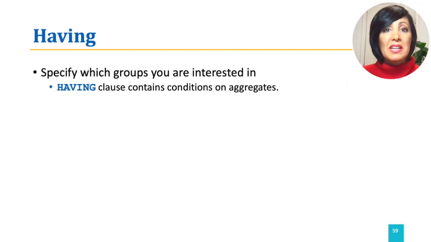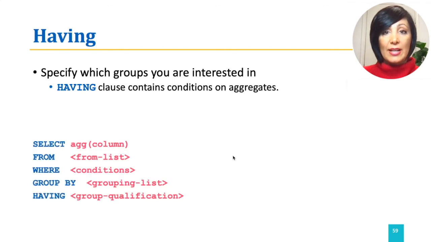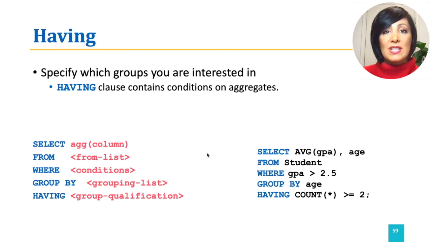We might only be interested in results returned from some of the groups, not all of them. We can achieve this using a having clause, applying conditions on aggregates. For example, we might only be interested in finding the GPA for student groups of certain ages that meet GPA conditions, if there is more than one student recorded in the table meeting those requirements.